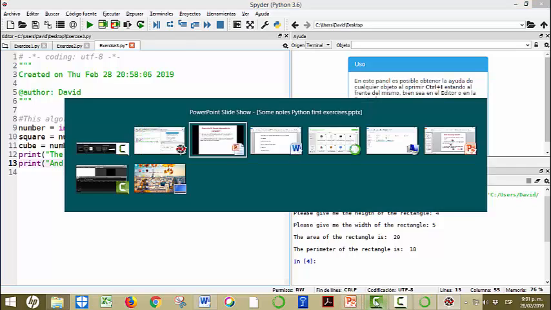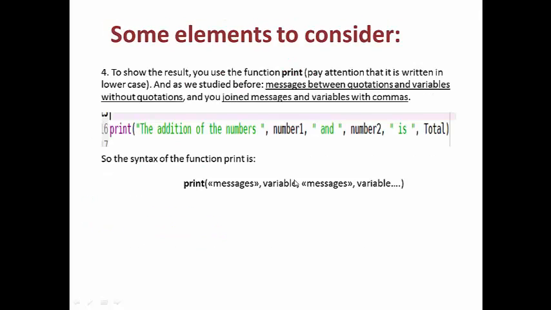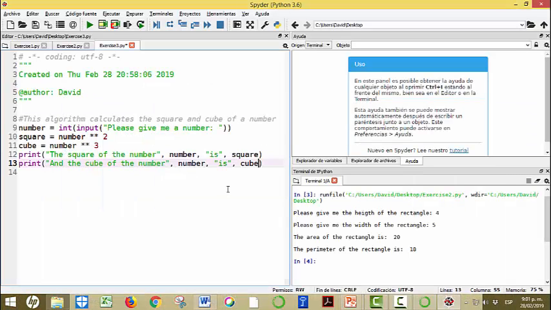So we did something like this. In this exercise we use two print functions. The square of the number, we show the original number, is the square, and in a second line the cube of the number, the original number, is the cube. Messages within quotation marks, variables without quotation marks, and you join message and variables with commas. Got it? Save your file.